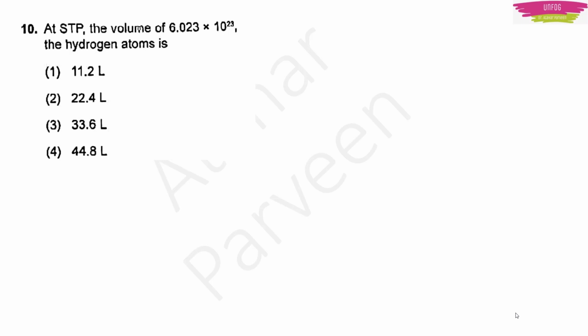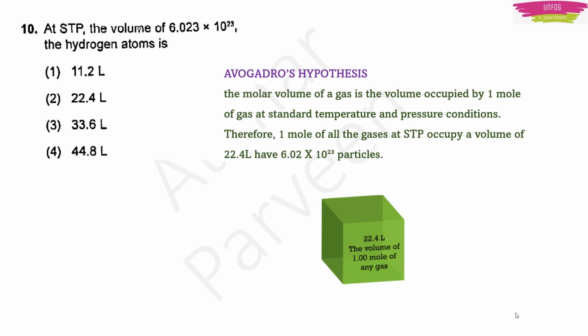Next, this type of a question also may be asked. At STP means standard temperature pressure. At STP, the volume of 6.023 into 10 raised to 23 hydrogen atoms is. Actually, this is a trick. You don't need to calculate anything here. Actually, there is a hypothesis known as Avogadro's hypothesis.